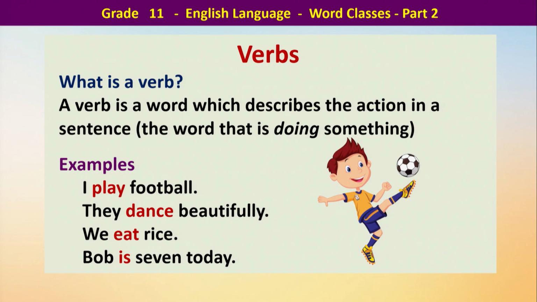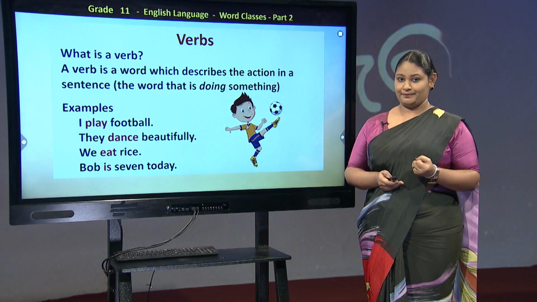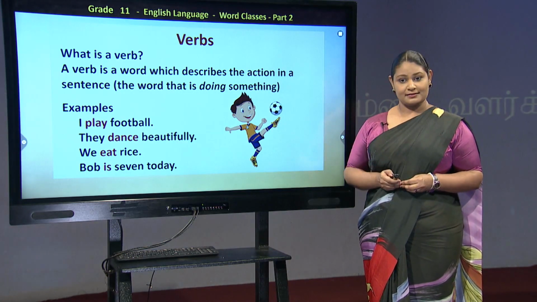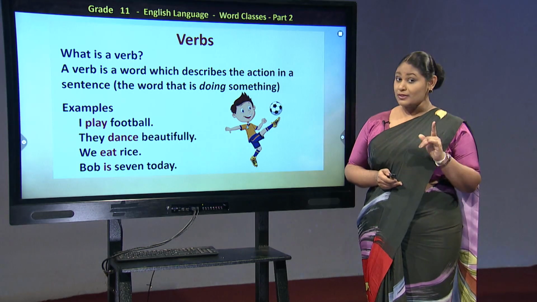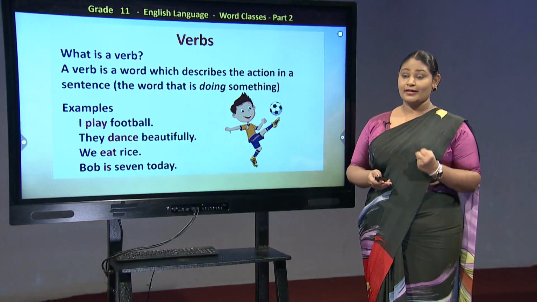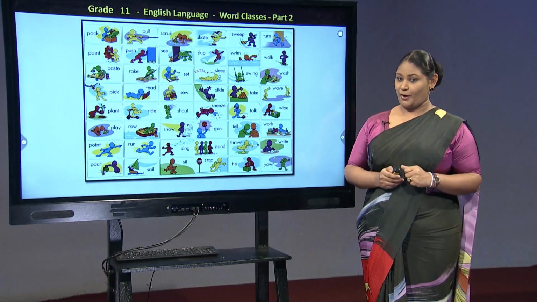So examples. I play football. They dance beautifully. We eat rice. Bob is 7 today. Alright, so there you have examples of verbs. Doing things. Doing words. Action words. To do something. Play. Dance. Eat. And also remember, is, am, are, was, were, those are also verbs. Right. So let us go and see some more verbs now.